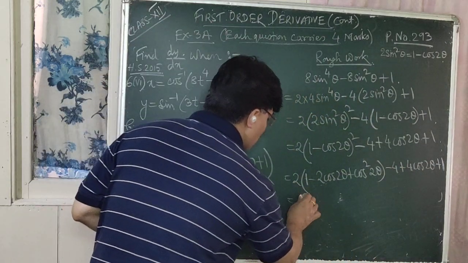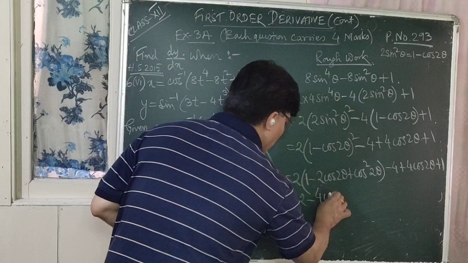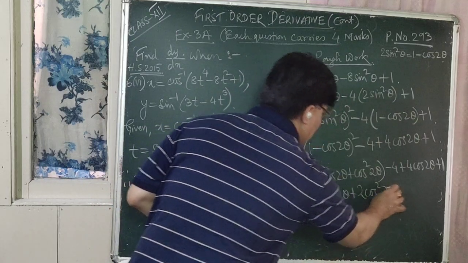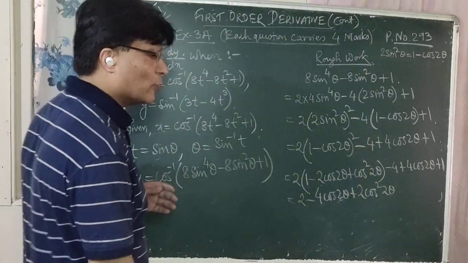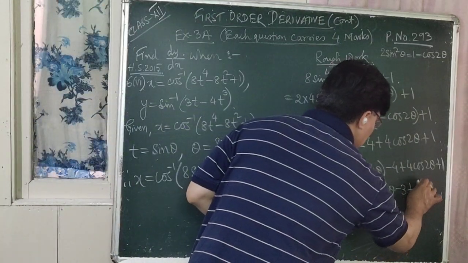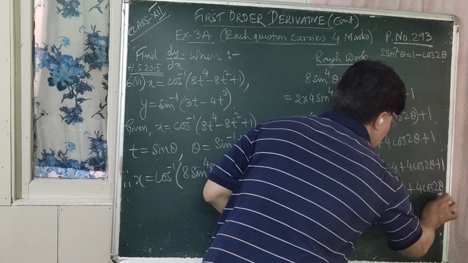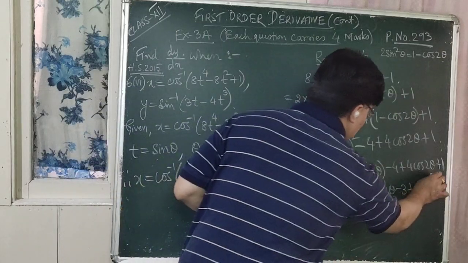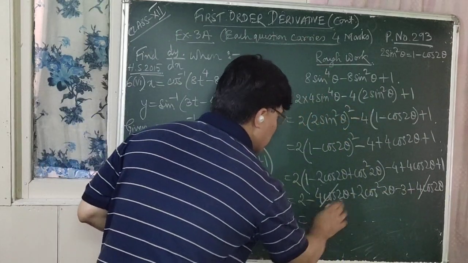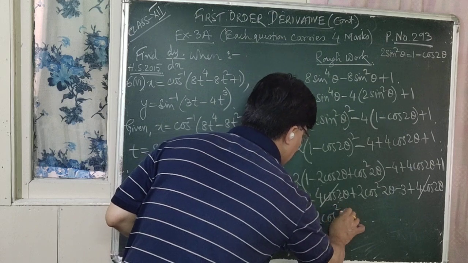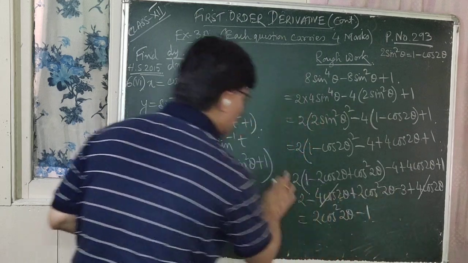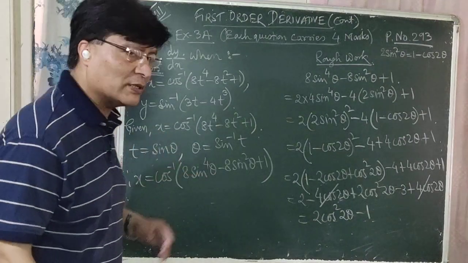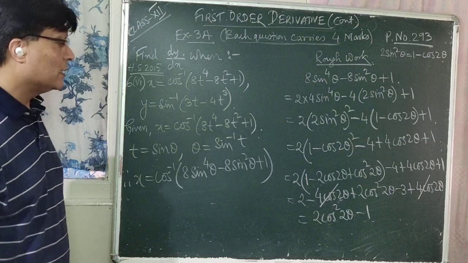Which is equal to, these two 1s are 2, minus 4 cos 2 theta plus 2 cos square 2 theta, right? Then minus 4 plus 1 is minus 3, and it is plus 4 cos 2 theta. Is that clear? Now we can cancel here. This 4 cos 2 theta and 4 cos 2 theta get cancelled, which is equal to 2 cos square 2 theta, then minus 3 plus 2: different signs, you have to subtract, that is 1, but you have to write the sign of the greater number, that is minus. So it is minus 1.